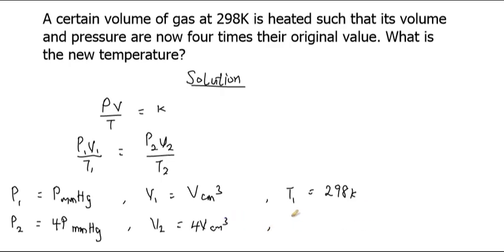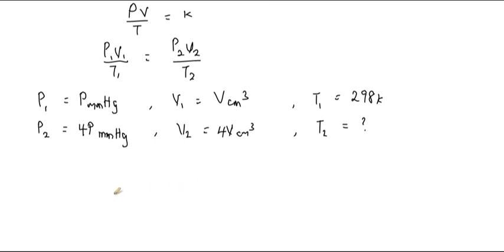And T2, that is the final temperature, which we can also regard as the new temperature, remains unknown, because that's what we are being asked to calculate. The question says what is the new temperature. So T2 remains unknown, and let's proceed. After writing out the values, the next thing to do is to make the unknown the subject of the formula. So here we have T2 equals P2V2 multiplied by T1 divided by P1V1.